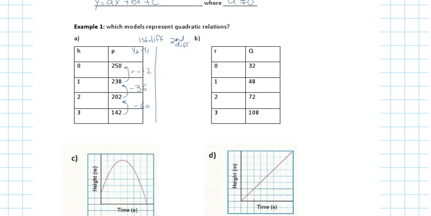So negative 36 take away negative 12 is going to give me negative 24. And negative 60 take away negative 36, is that negative 24 as well? Because my second difference is constant, I know it's quadratic.